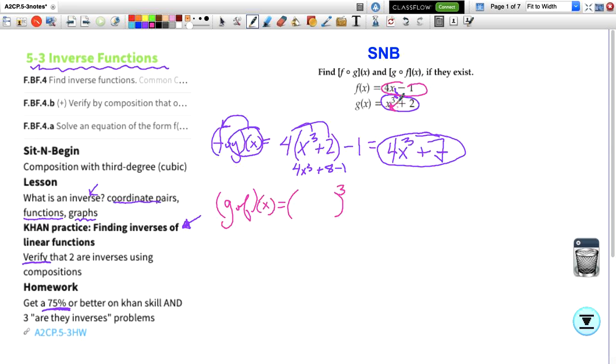So instead of putting in x to the third, I'm going to put in 4x minus 1, right? I'm taking my f of x function and I'm plugging it into my g. And then I'm going to have a plus 2. Now, this isn't bad, but this is not great. What this is telling me to do is take 4x minus 1 and times it by itself 3 times, okay? 4x minus 1, 4x minus 1, 4x minus 1.